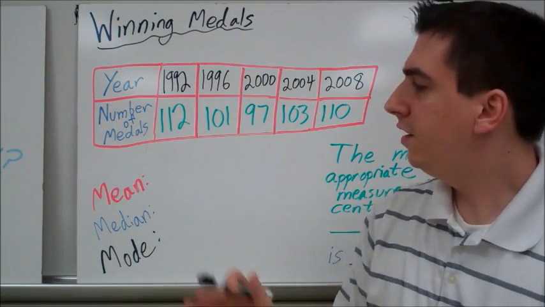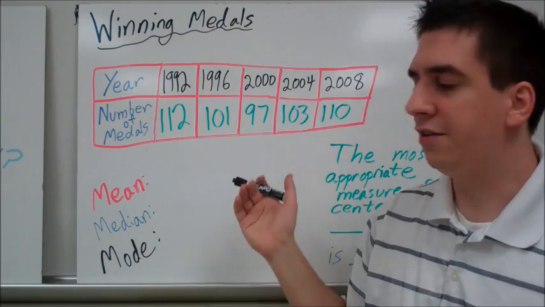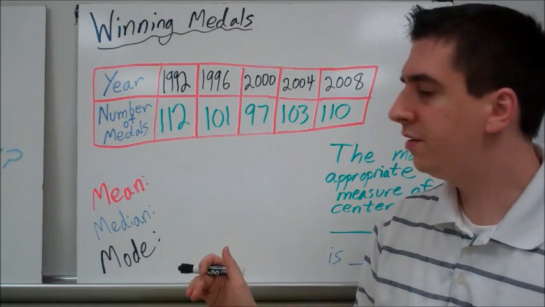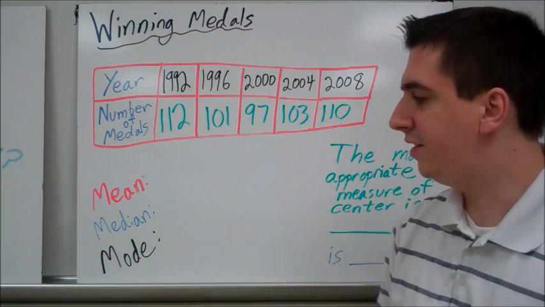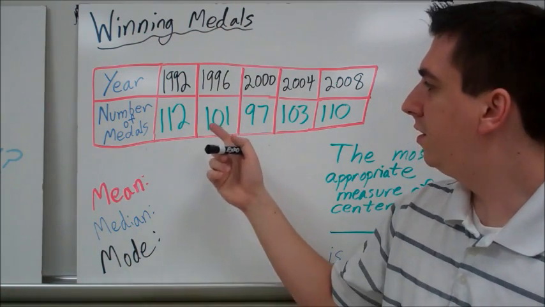Winning medals. In this chart here we have the number of medals that the US won in the Olympics in these years. Let's find our mean, median, and mode. Let's start with the simplest one first. Start with the easiest one. Mode. Mode is which one appears the most.